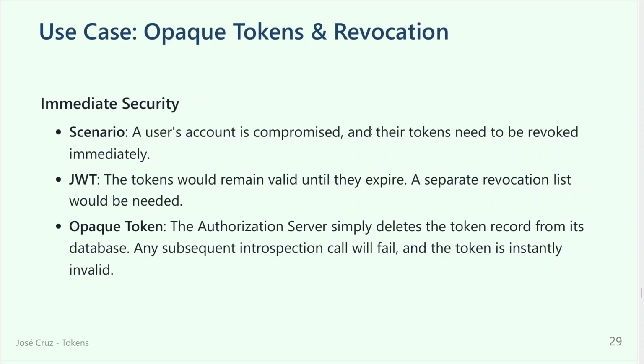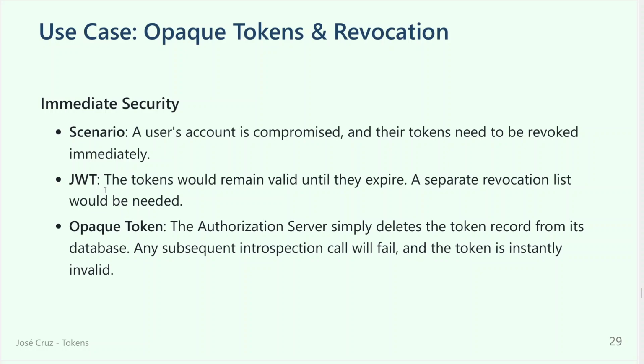Okay. Use case: opaque tokens and revocation. A user account is compromised and their tokens need to be revoked immediately. With a JSON Web Token, the tokens will remain valid until they expire. That's a weakness. A separate revocation list would be needed. Of course, I highlight this a lot. That's why you understand, and I hope you understand now.